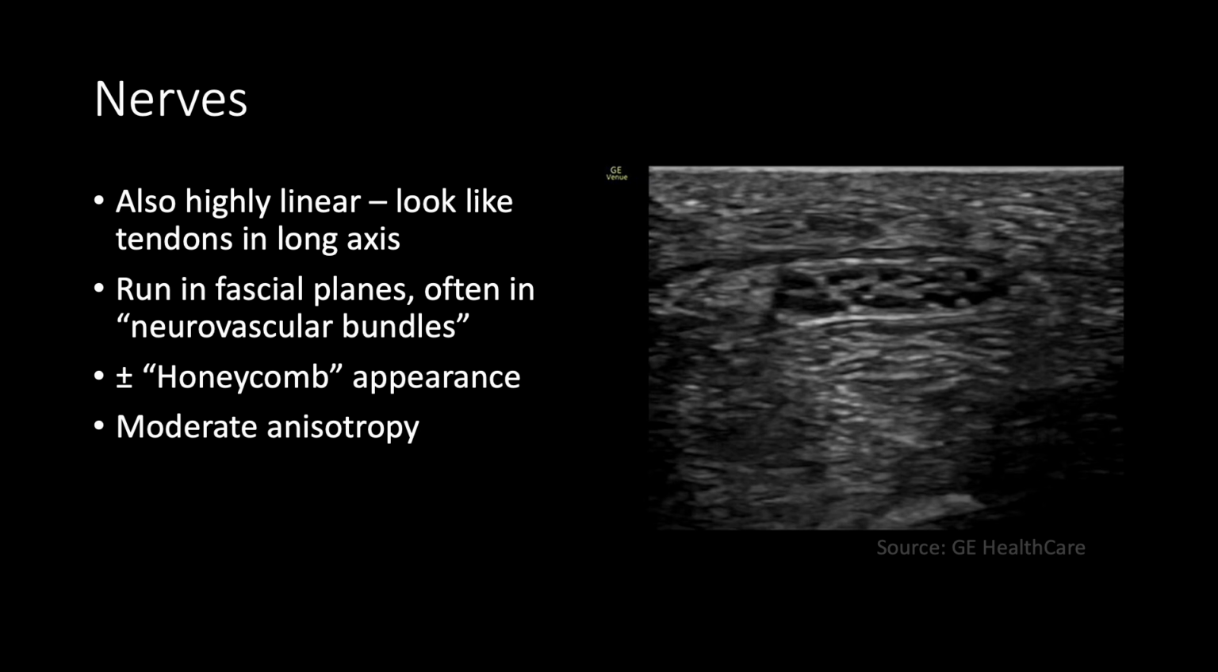Nerves also travel in a slightly different spot, usually in neurovascular bundles along the fascial planes. So seeing a structure traveling near vasculature might help you differentiate it as a nerve.